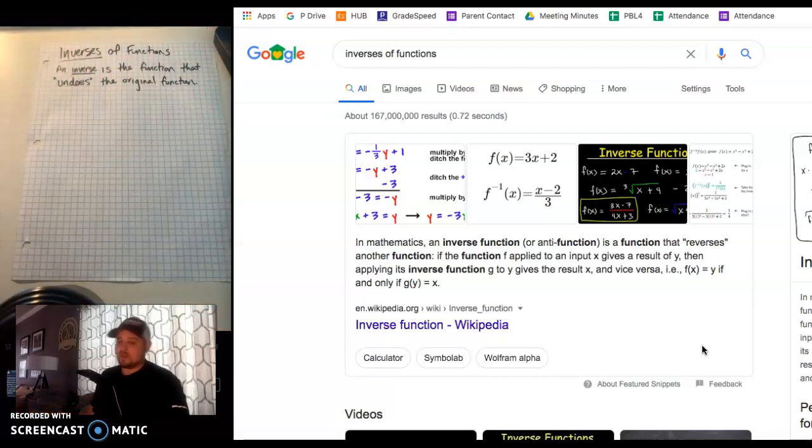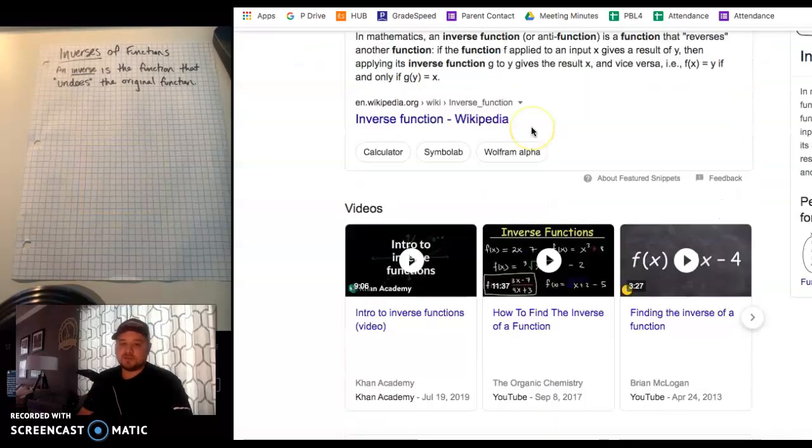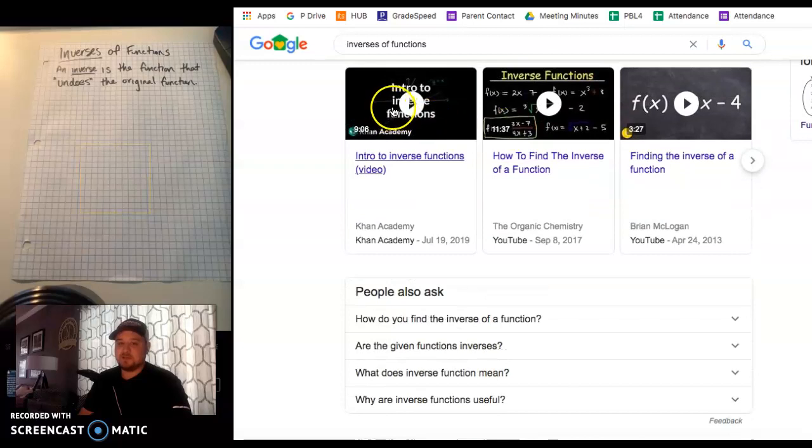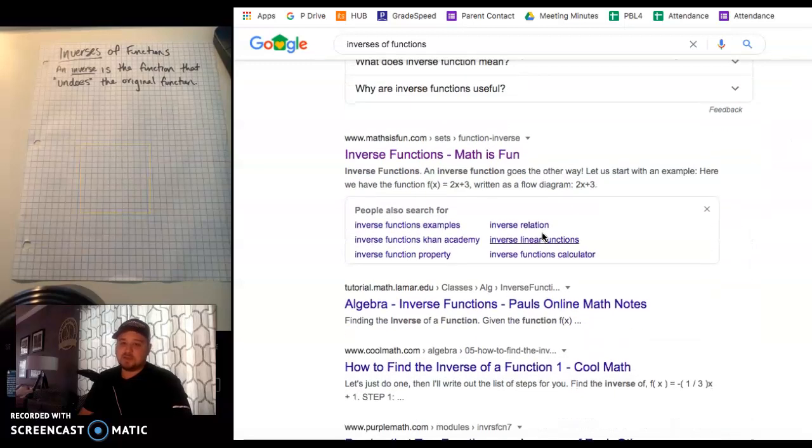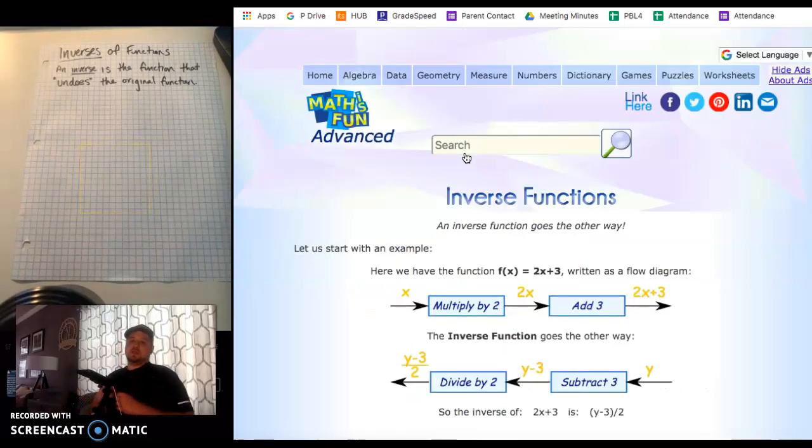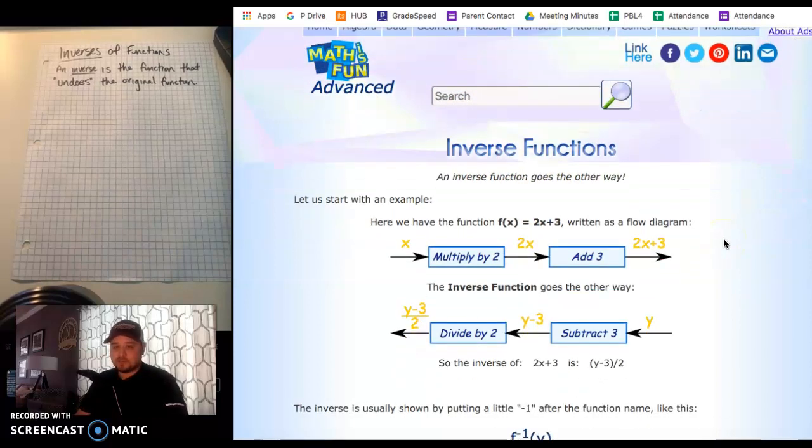So I wanted to show you how I got to the notes that I'm going to be stealing from the internet today. If you just Google inverses of functions, it's a few down. The Khan Academy video is pretty good, but a couple of options down is this Math is Fun page. And I like some of the things on this page. Not everything's wonderful, but I do like some of the things. So let's go through it together.